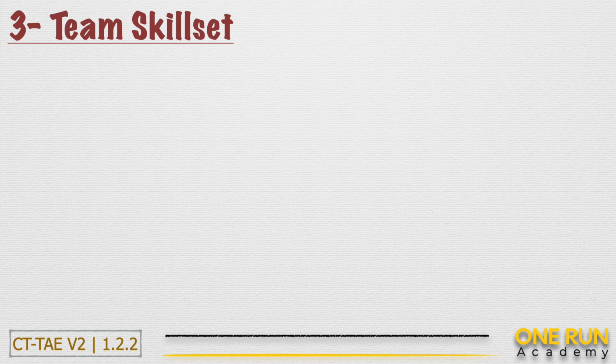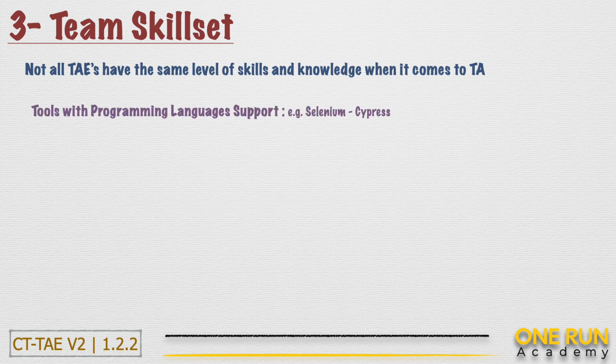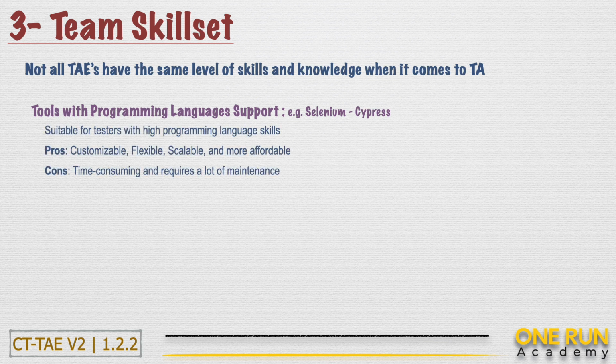You see, not all test automation engineers have the same level of programming skills, and that can heavily affect our tool selection. Therefore, test automation tools come in all shapes and sizes to accommodate different skill levels. So let's start with tools that require programming skills, like Selenium or Cypress. These tools are perfect for testers who are okay with coding and can write scripts from scratch.